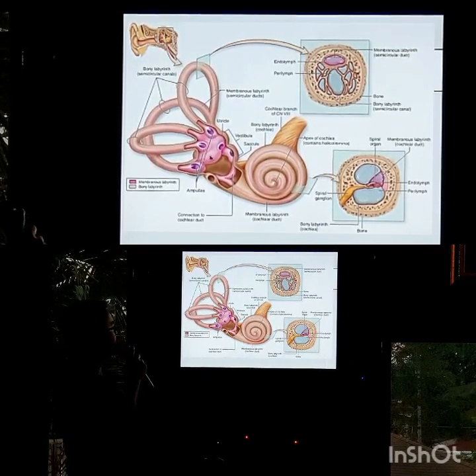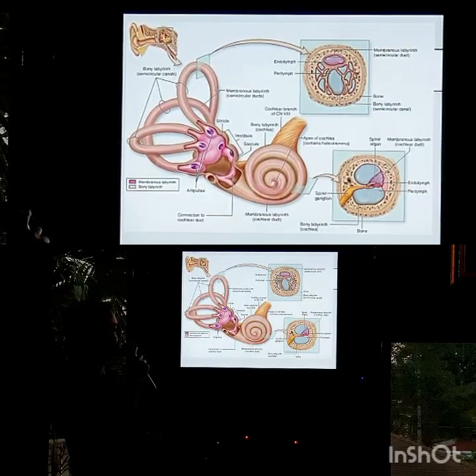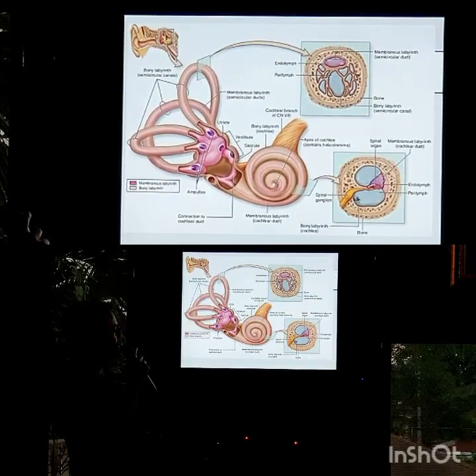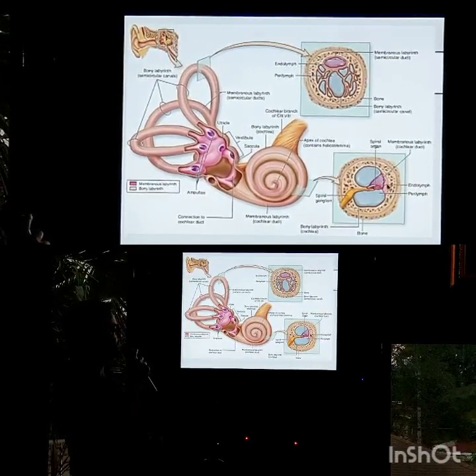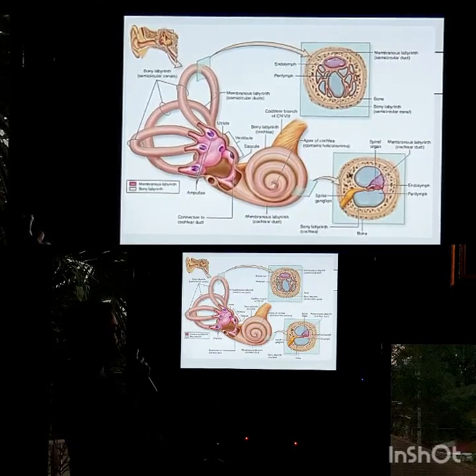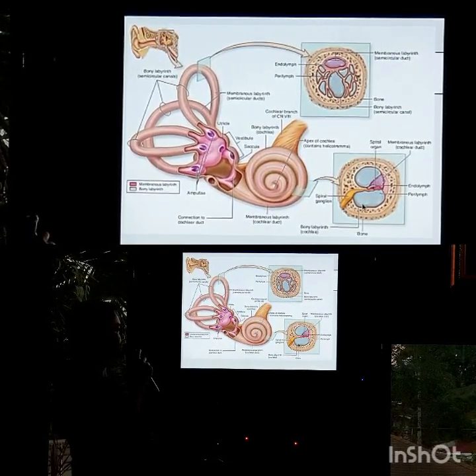So as you can see, this is the bony labyrinth, and inside it is the membranous labyrinth. Okay, this is how it looks on cross-section. This is a cross-section of the semicircular canal. Bony labyrinth around, membranous labyrinth inside. Okay, and this is a cross-section of the cochlea. And you have the membranous labyrinth inside and the bony labyrinth covering the membranous labyrinth.